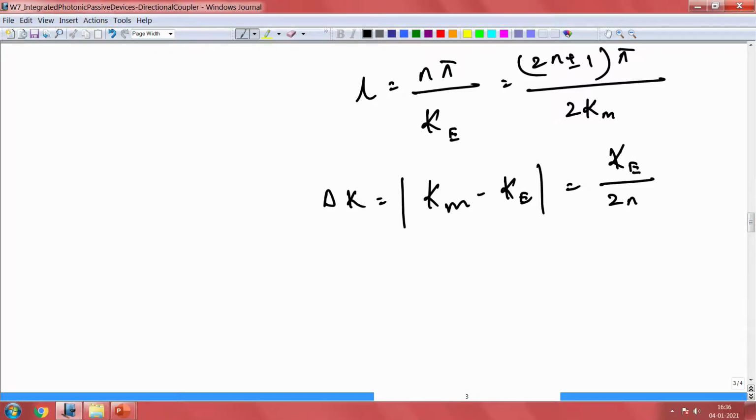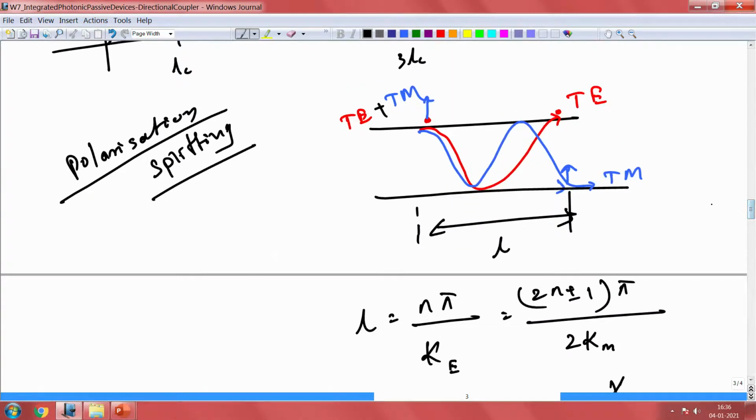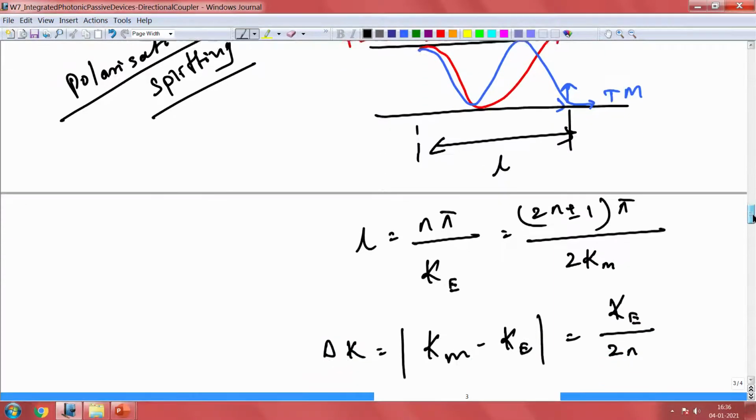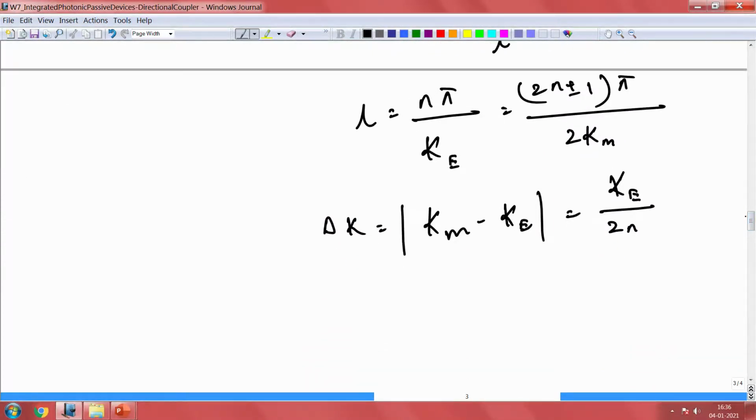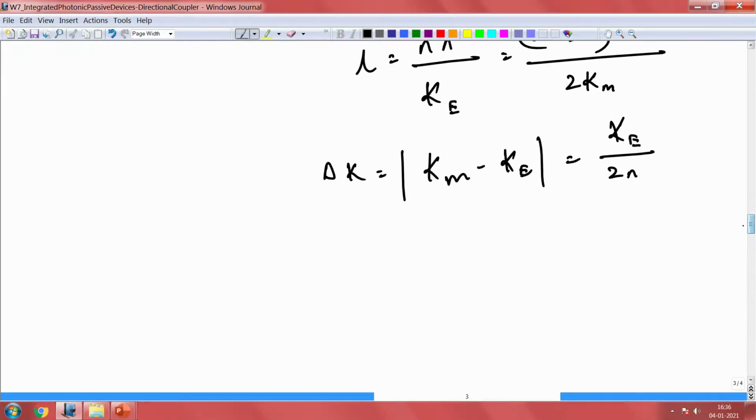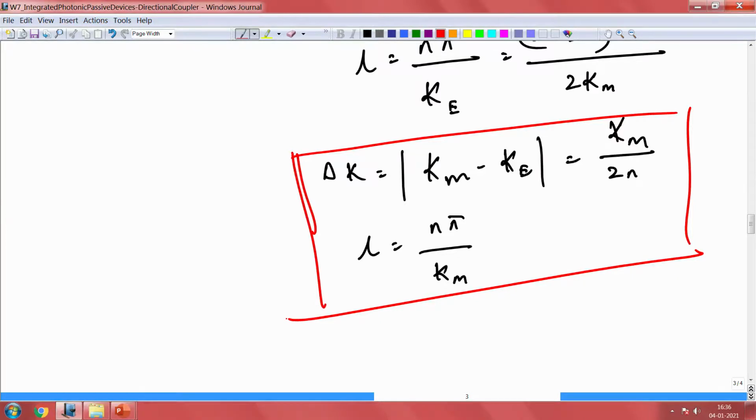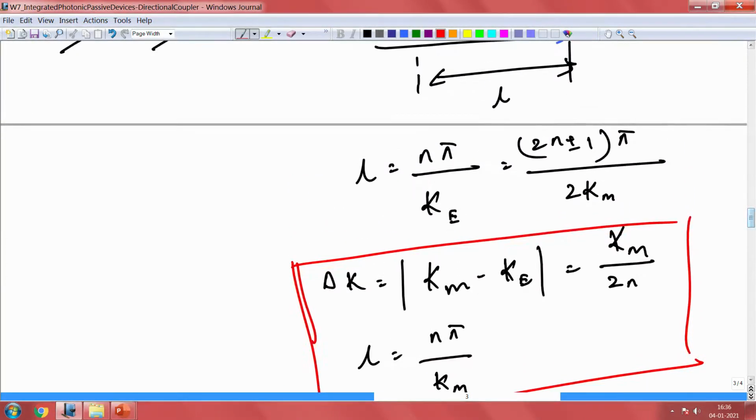So, for polarization splitting to happen, where TE comes out in the cross and TM in the bar, we need to satisfy this particular condition, right. It has to be some integral of this form, okay, and your length will be equal to n pi over kappa m, all right. So, this is kappa m, sorry. This is what we should use if you want to do polarization splitting, okay. If you want to do polarization splitting, this is what you should make sure.